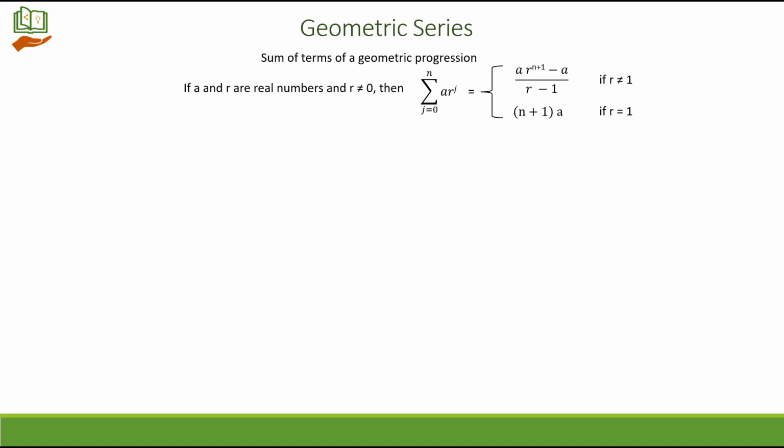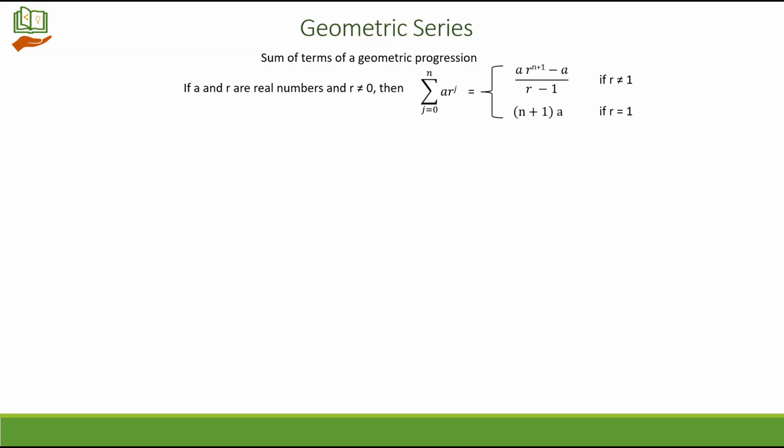Now we will see about geometric series, the sum of terms of a geometric progression. We saw geometric progression in the previous video sequences. Now we will see the summation. If a and r are real numbers and r is not equal to 0, because r is the common ratio, you cannot keep it as 0. Once r is 0, you will have nothing to compute because a into 0 will give 0 for every term. This will run from j equal to 0 to n, a into r power j.